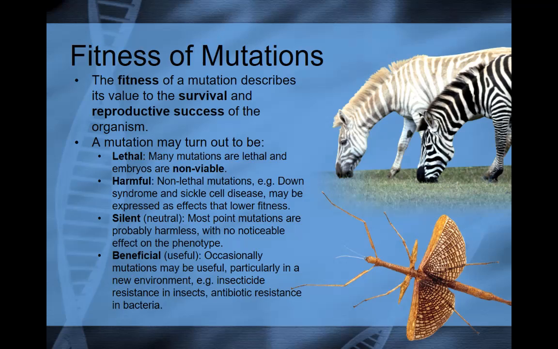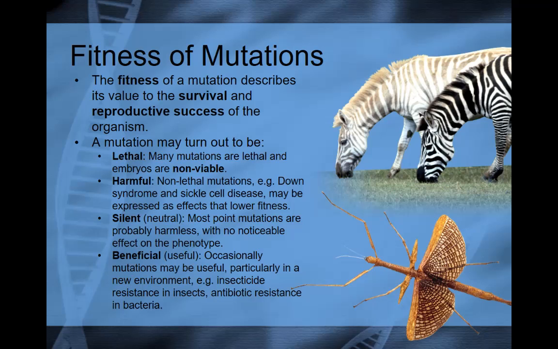A mutation may turn out to be lethal, meaning that the individual isn't even born in many cases. These are non-viable. It can be harmful, which is not a lethal mutation, but it can cause some serious impacts to the organism and lower their chance of survival and reproduction. So, good examples of this include things like Down syndrome or sickle cell anemia. Then we have a whole bunch of mutations that are identified as silent. Most of these point mutations are absolutely harmless because they have no effect on the overall phenotype.